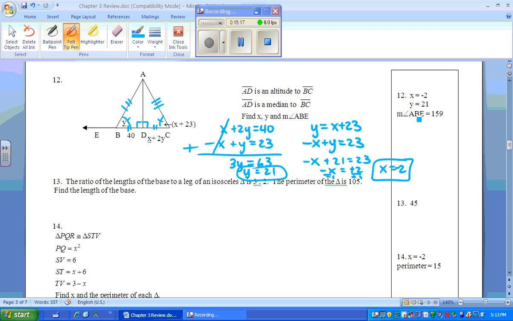And then we want angle ABE. Well, angle ABE is this. These two are supplementary here. So y was 21. I can do 180 minus 21, and angle ABE is equal to 159.